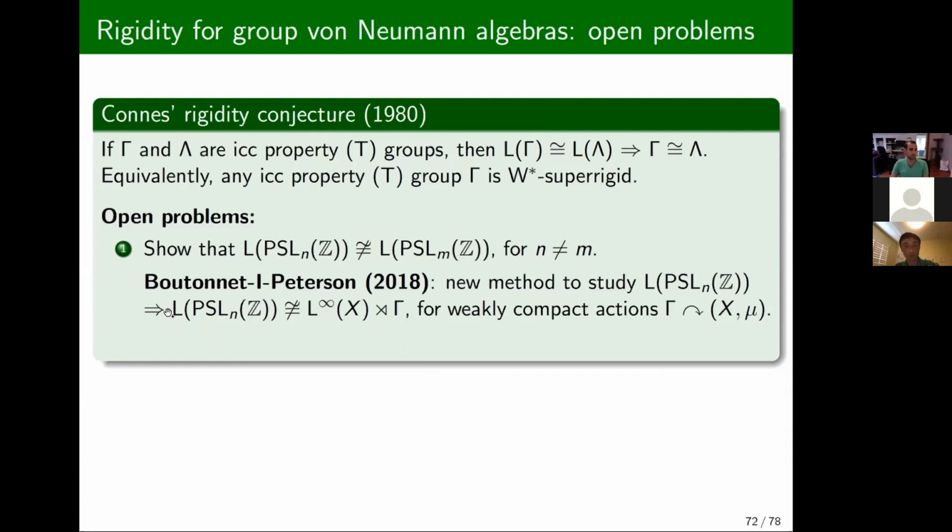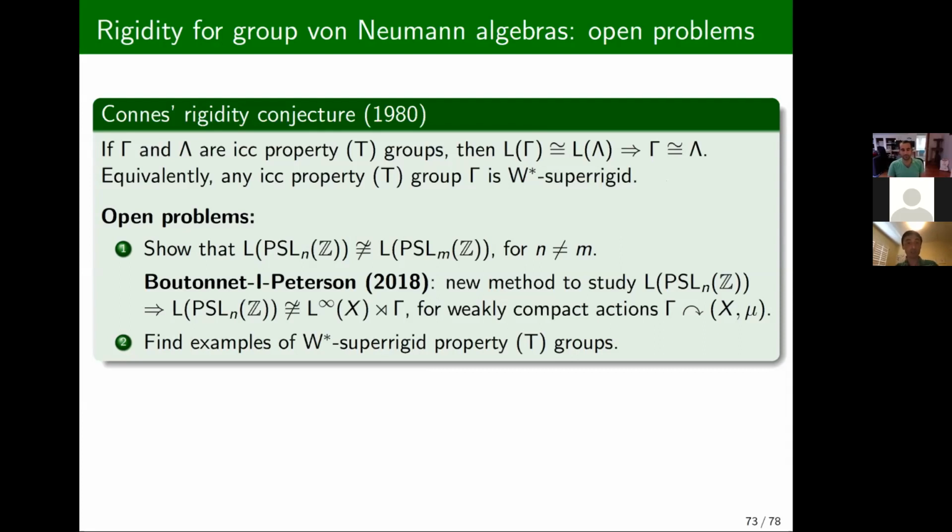And the second open problem here has to do with the equivalent formulation of Connes' rigidity conjecture. This predicts that any ICC property T group should be W-star superrigid. As of now, there's no example of a W-star superrigid property T group. So even finding one example which confirms this equivalent formulation of Connes' rigidity conjecture is of interest. All right, so this is Connes' rigidity conjecture and related open problems.